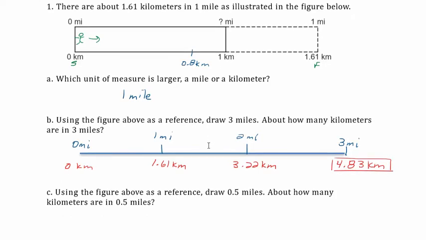Okay, C, use the figure above as a reference, draw a half a mile. About how many kilometers are in a half a mile? Well, let's use this same figure here. So a half a mile would be about here, right? About half a mile. So we could scale this down. And so I need to take half of 1.61, which I talked about. Actually, I drew that up here. It's about 0.8. If you did 1.61 divided by 2, you'd get 0.805, which is about 0.8, right?